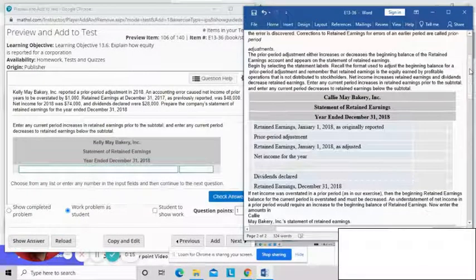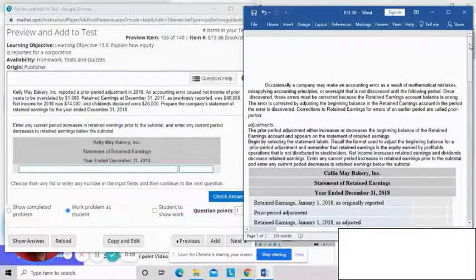So, as you see here, occasionally a company may make an accounting error as a result of a mathematical mistake, misapplying accounting principles, or oversight that is not discovered until the following period. Once discovered, these errors must be corrected because the retained earnings account balance is wrong. The error is corrected by adjusting the beginning balance in the retained earnings account in the period the error is discovered. Corrections to retained earnings for errors of an applied or earlier period are called prior period adjustments.